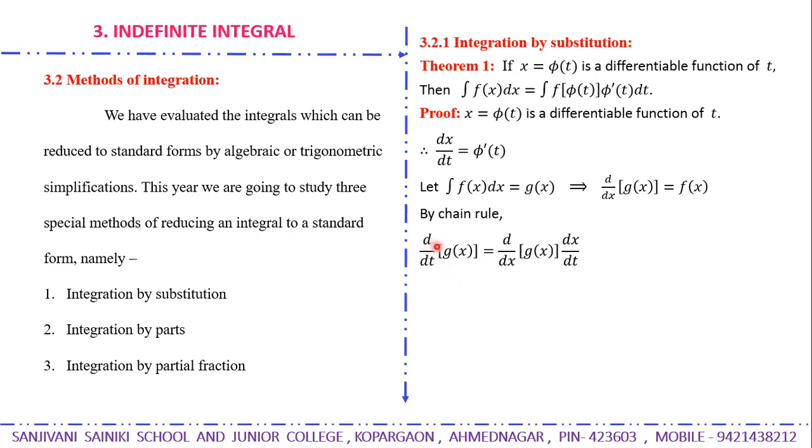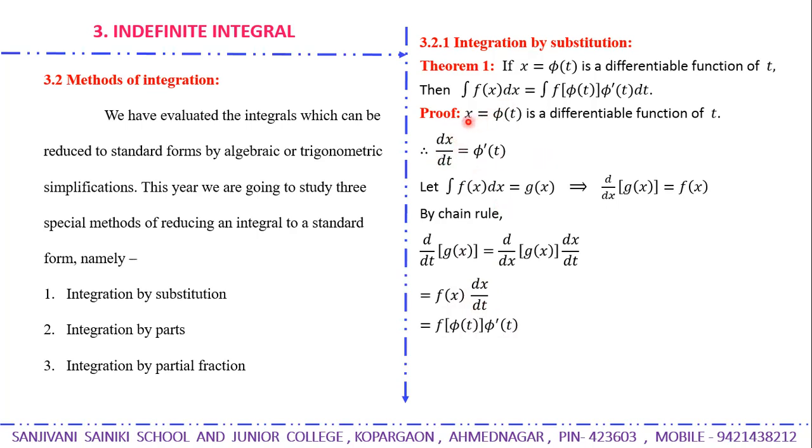First of all, we have to differentiate g with respect to x and then x with respect to t. This is called the chain rule. So d by dx of g of x into dx by dt is equal to f of x into dx by dt, because d by dx of g of x is f of x. So we will put that value here. So the derivative of g of x is f of x into dx by dt. But what is dx by dt?